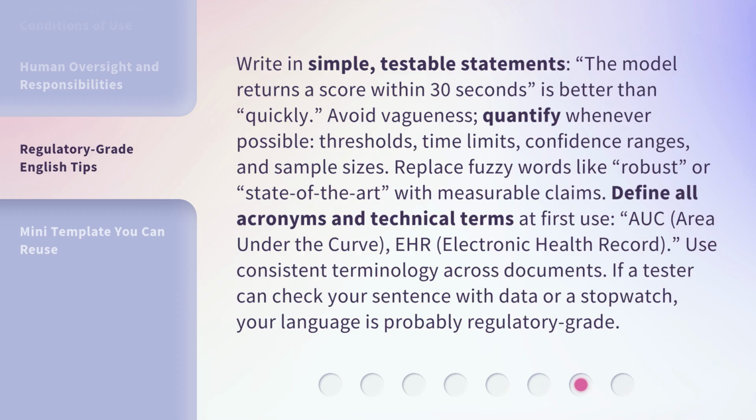Define all acronyms and technical terms at first use. AUC, area under the curve. EHR, electronic health record. Use consistent terminology across documents. If a tester can check your sentence with data or a stopwatch, your language is probably regulatory grade.